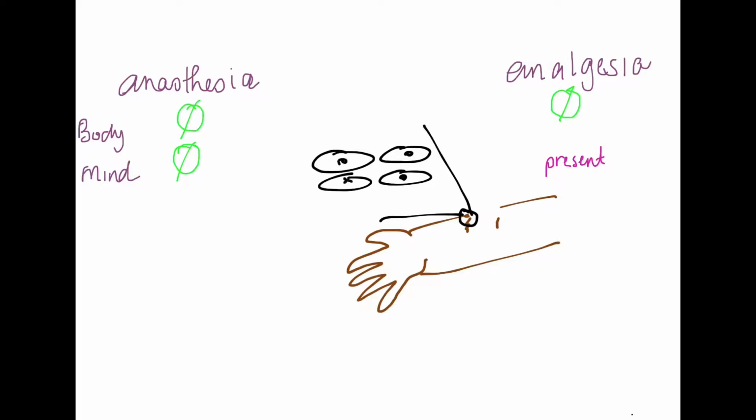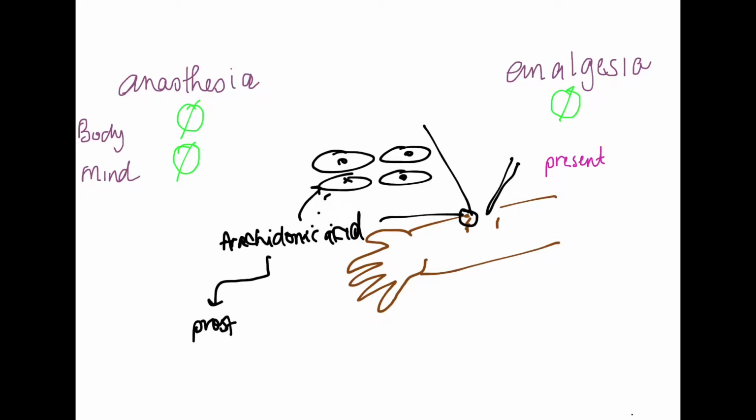So once those cells are destroyed, such as by a knife or a prickle or something penetrating this person's skin, they will release inflammatory mediators. The first inflammatory mediator is arachidonic acid. Arachidonic acid is found in the cell's membrane. So when those cells are destroyed, they release a lipid called arachidonic acid, and this gets converted into prostaglandins, I'm not going to go into detail, and leukotrienes.